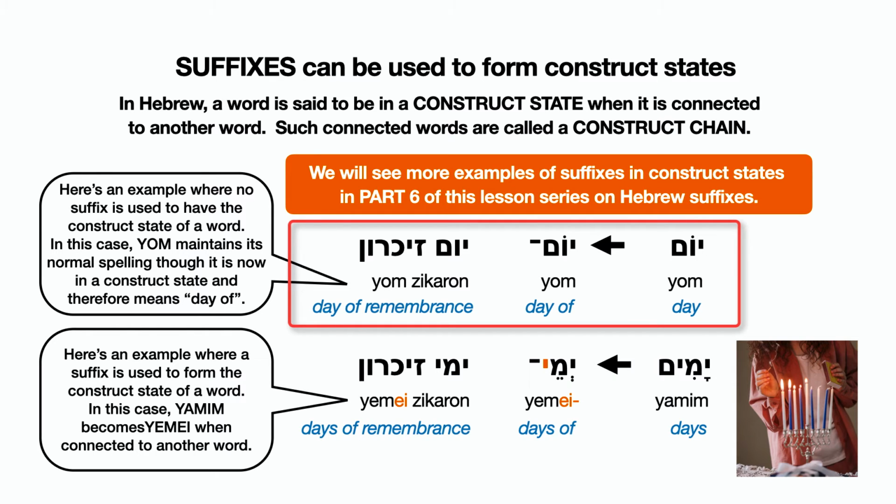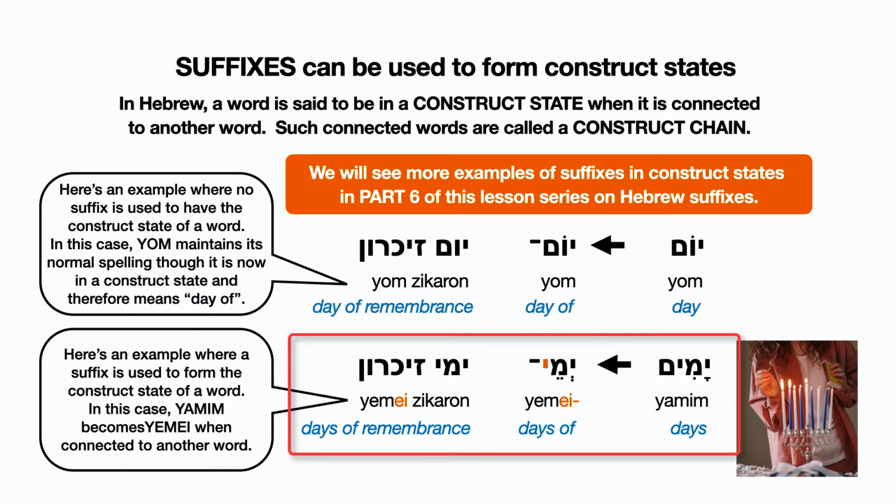Now here's an example of forming a construct chain where the word yom did not change in spelling. There's no suffix that was attached to yom. Now let's look at a second example. Yamim is the plural form of day. So that means days. Yom is day, yamim means days, plural.